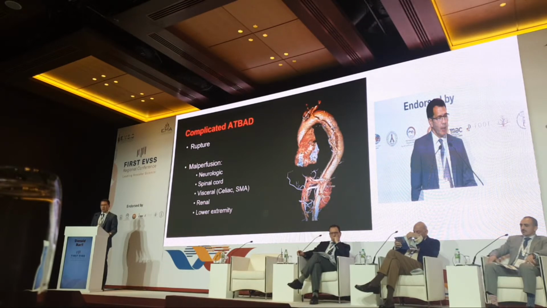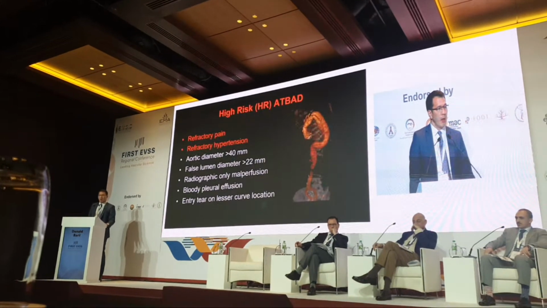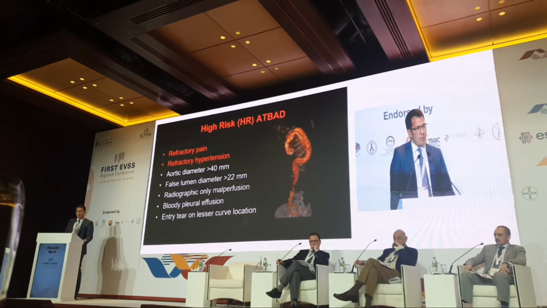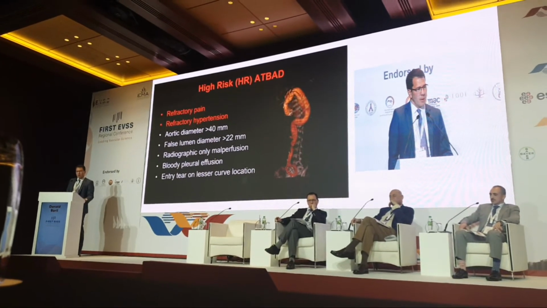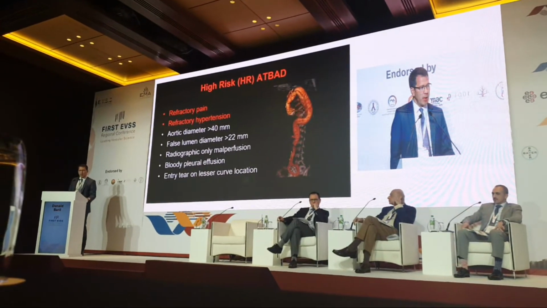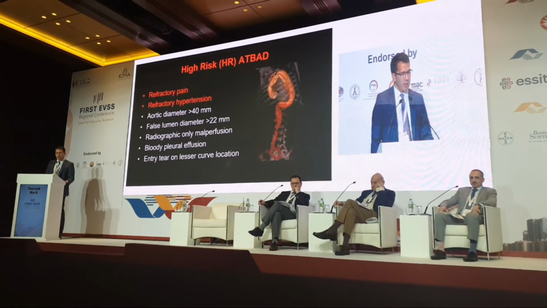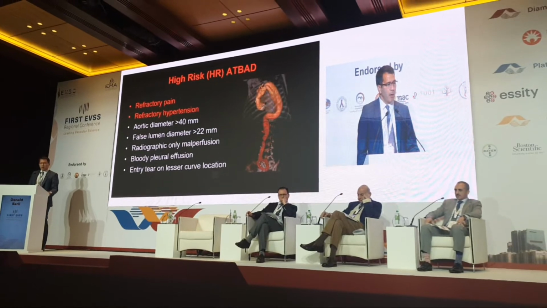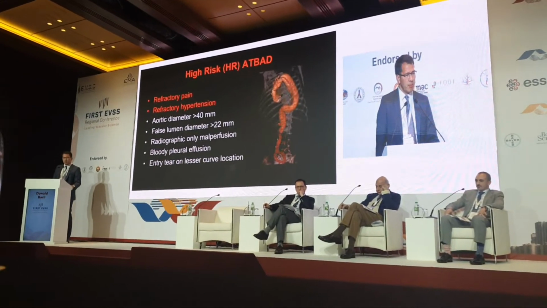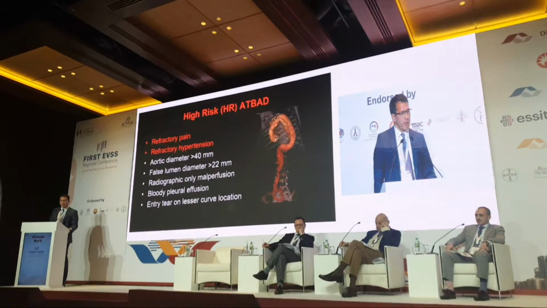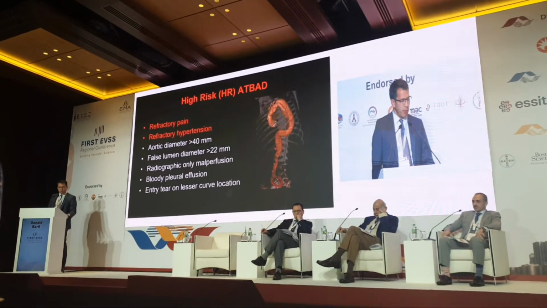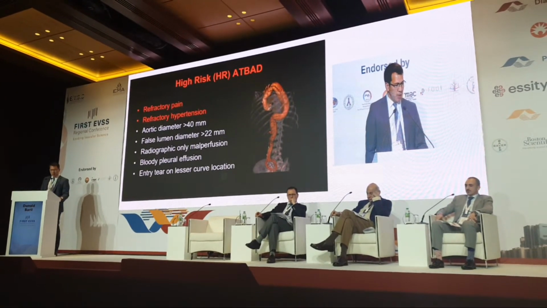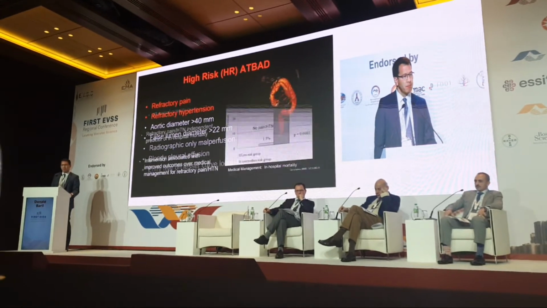In terms of complicated type B dissection, we think of rupture and we think of malperfusion, and malperfusion can be neurologic, visceral, lower extremity, as you see here. High risk, again, a little bit new, so I think the two things that we always thought were high risk but weren't defined are pain and hypertension that are refractory to initial optimal medical therapy, large initial aortic diameter, large false lumen diameter, a few other things here, radiographic only malperfusion, bloody pleural effusion, and then entry tear and cluster.